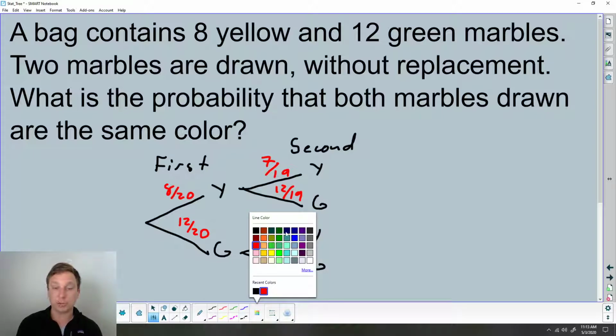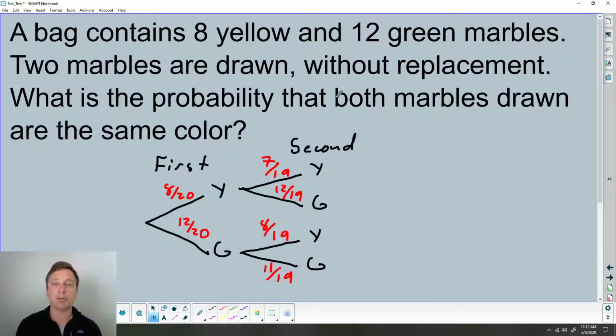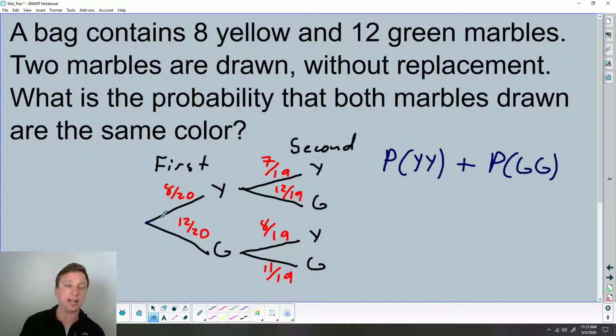So now let's work through this problem. I want the probability that both marbles are the same color. So I want the probability of yellow first, yellow second. That's one way they can both be the same color. Or, and when we say or, we add, and when we say and, we multiply. Or I want the probability of a green first and a green second. So probability of yellow, yellow would be a yellow first, so I have 8/20 times yellow second. I'm drawing a yellow and a yellow. That's why I'm multiplying here. Yellow second is 7/19.